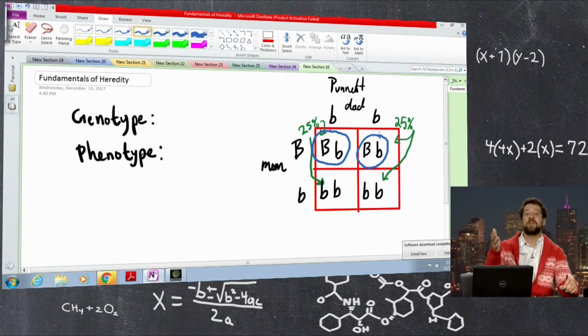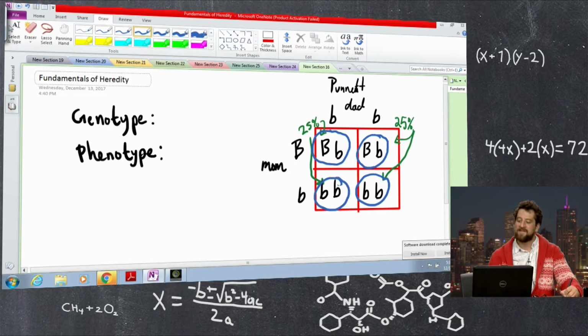So we can say there's a 50% chance that the offspring of this couple is going to be heterozygous, genotype big B, little b, and their phenotype is going to be brown eyes because that dominant allele is going to take over. Then there's also a 50% chance, because there's 2 25% squares filled, of having a homozygous recessive offspring, where the phenotype would actually be blue eyes. So we end up with a 50-50 chance here, and I'll write this over here.